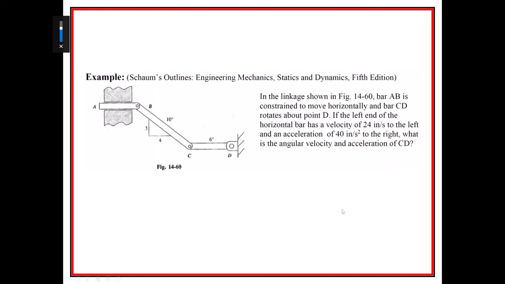Take an example from Schaum's Outlines again, and we have this linkage AB that is moving to the left at 24 inches per second, but it's also slowing down, right? So they're saying it has an acceleration of 40 inches per second squared to the right, which is another way of saying that it's slowing down. And we want to find the angular velocity and acceleration of CD.